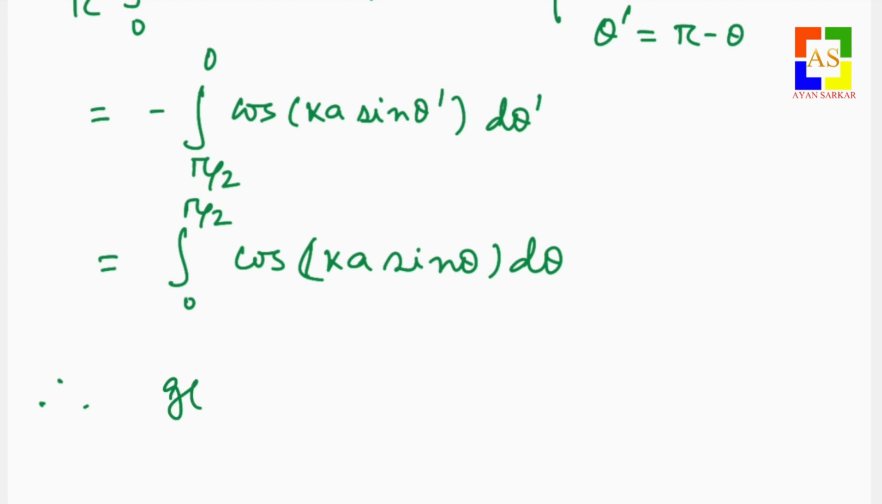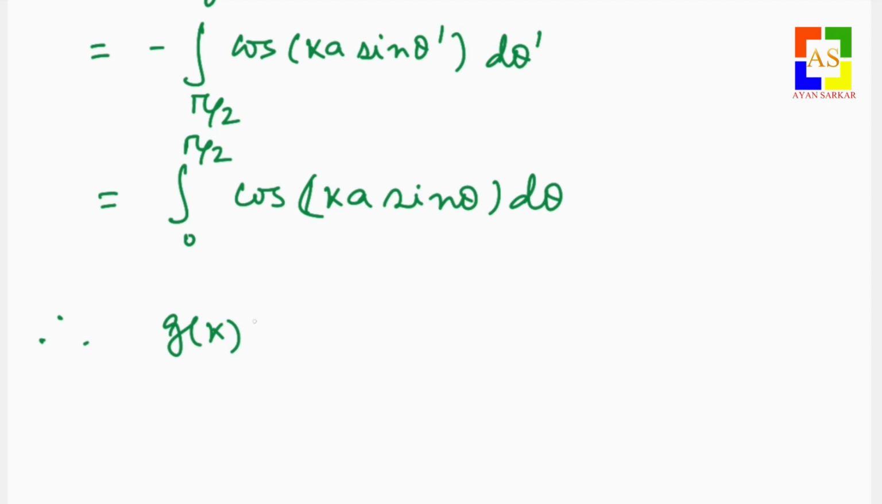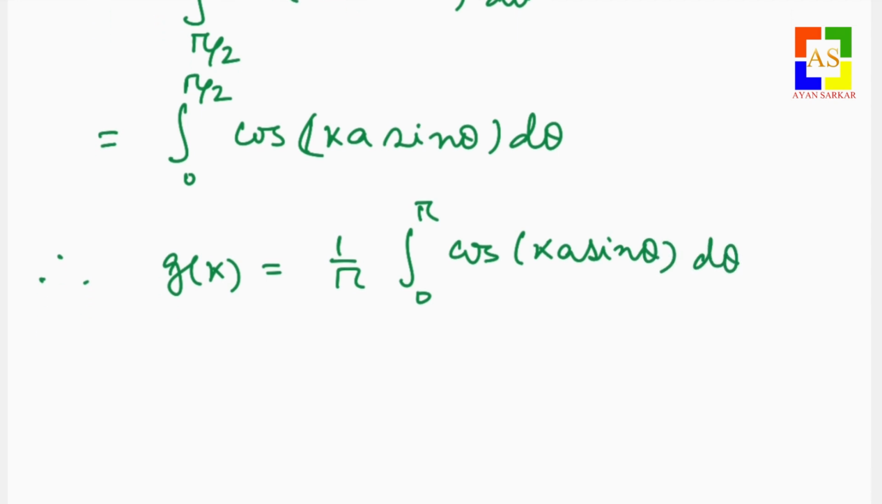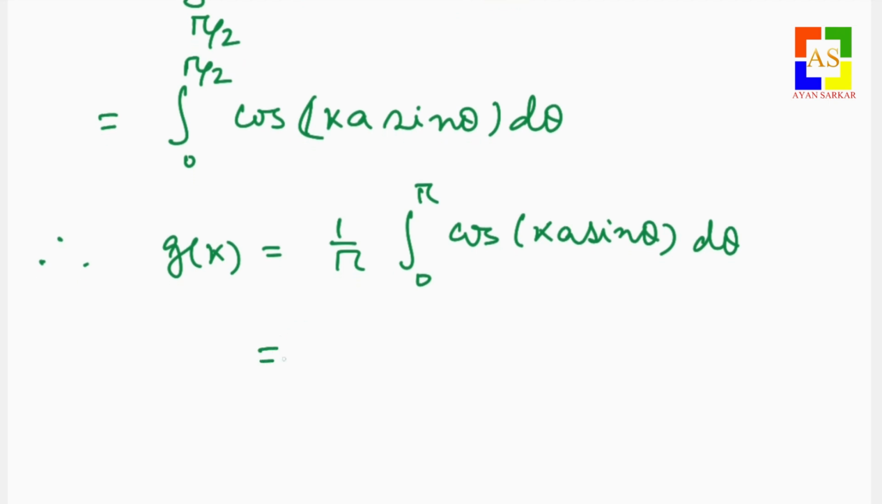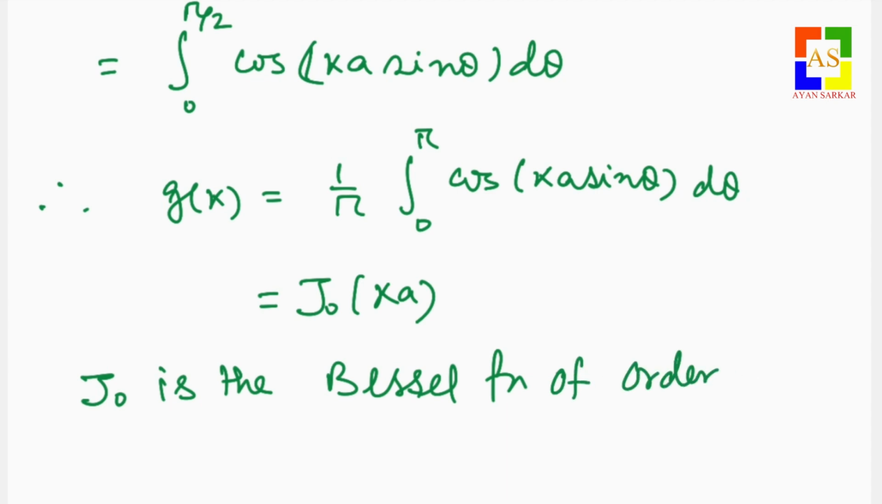Hence g(k) is equal to 1 by pi integral 0 to pi of cos of ka sin theta d theta. And if you remember, this is J0(ka). J0 is the Bessel function of zeroth order.